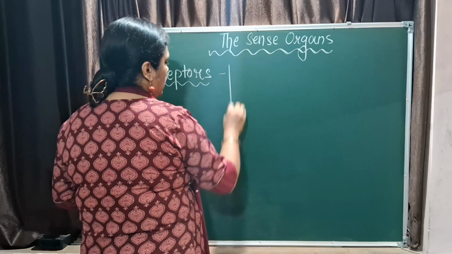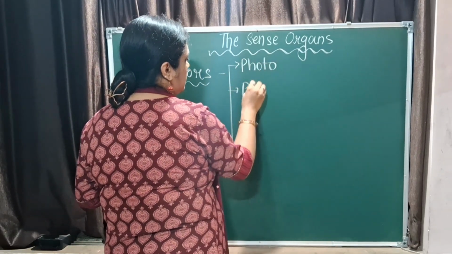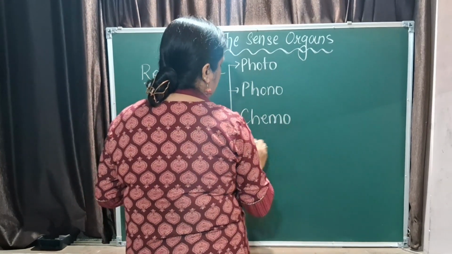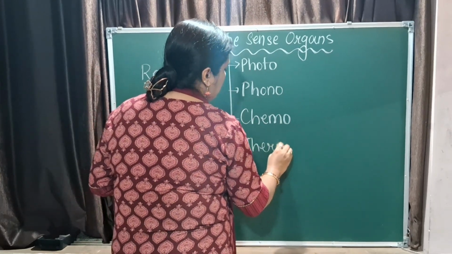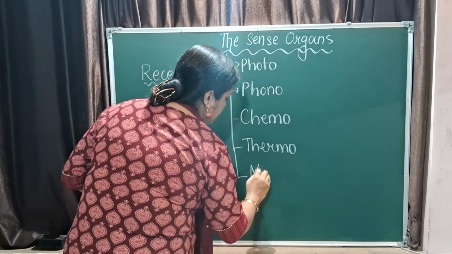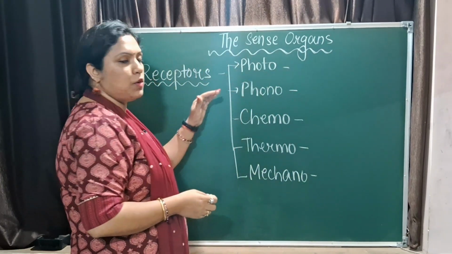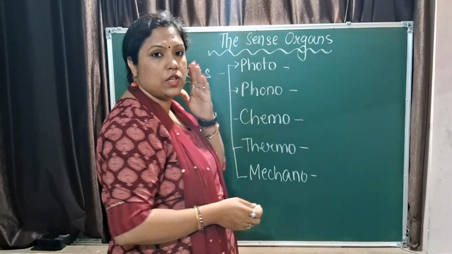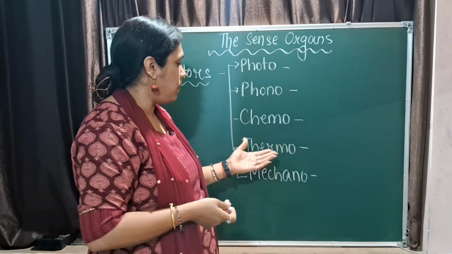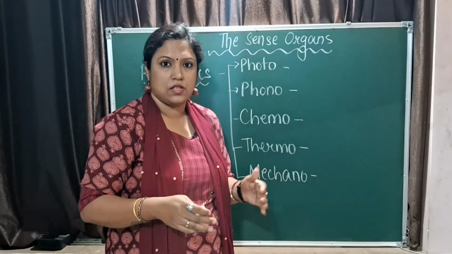We have the photoreceptors, the phonoreceptors, the chemoreceptors, the thermoreceptors, and the fifth one is the mechanoreceptors. Photoreceptors are for vision, phonoreceptors are for hearing, chemoreceptors are for chemical stimuli like taste and smell, thermoreceptors are the heat receptors, and mechanoreceptors are for pressure, touch and vibrations.